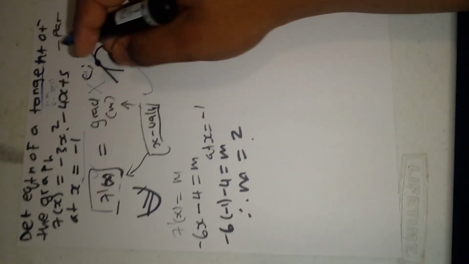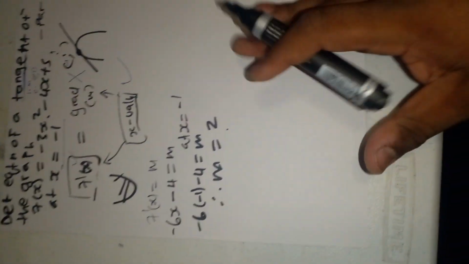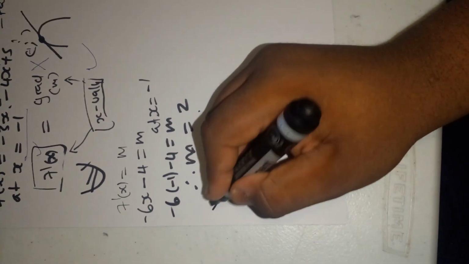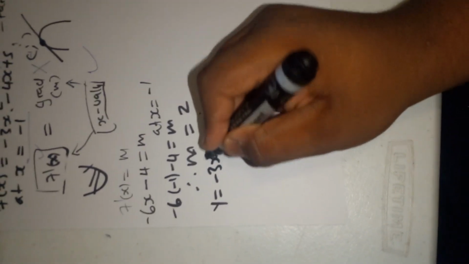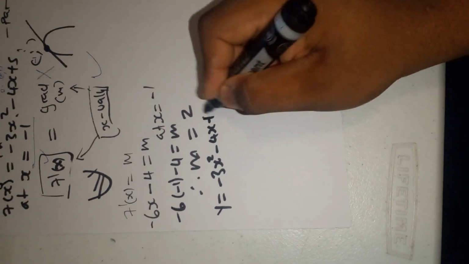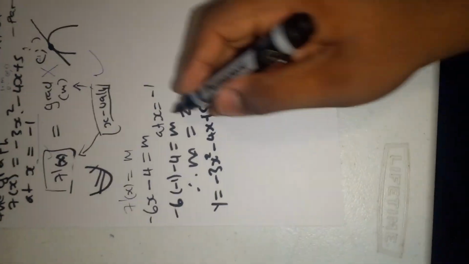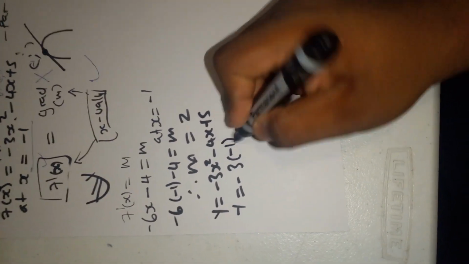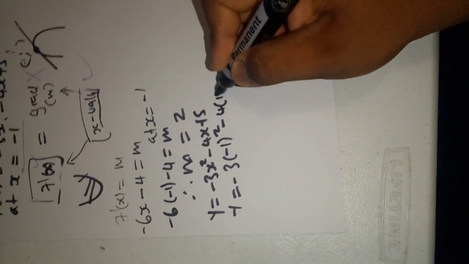So now I'm left with what? With the y value now there. Is it fine? So now we are forced to find what? The y value. So now check something. Now, since we have the equation, y equals -3x squared minus 4x plus 5, and since I have the x value, I can simply do what? Substitute -1 where? There is what? x there.